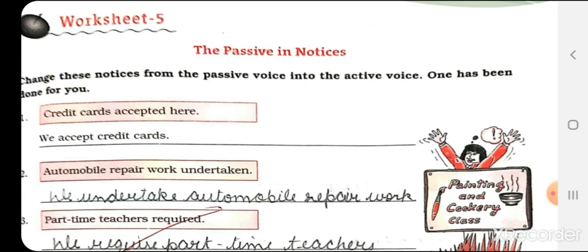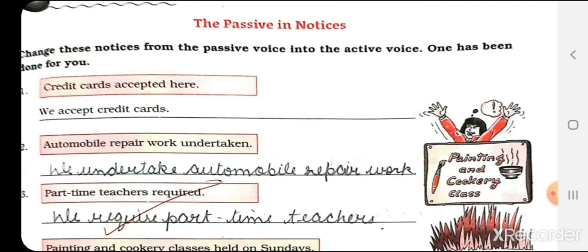Then second one, students: automobile repair work undertaken. We can frame like this, students: we undertake automobile repair work. Then next one, students: part-time teachers required. We require part-time teachers. Okay, first one, we accept credit cards, then we undertake automobile repair work, then we require part-time teachers, and last one, students, we hold painting and cookery classes on Sunday. Like this, students, try to complete this worksheet.